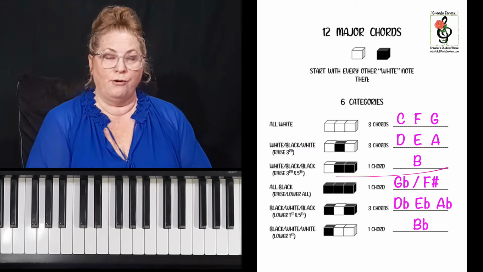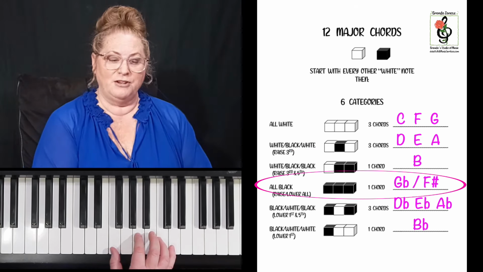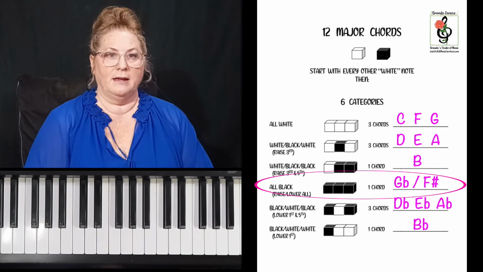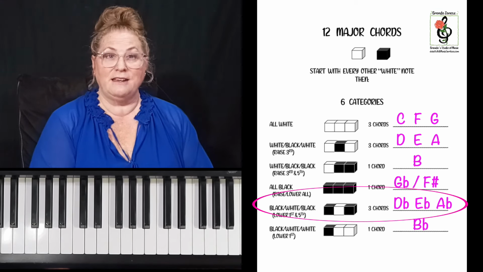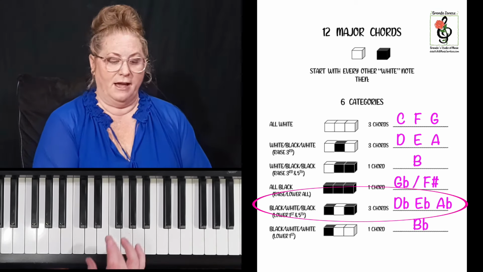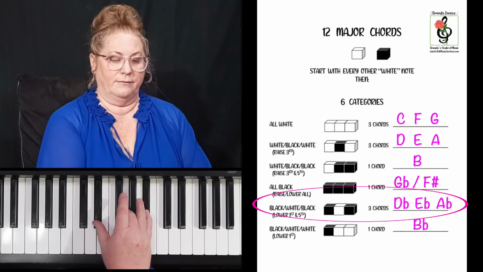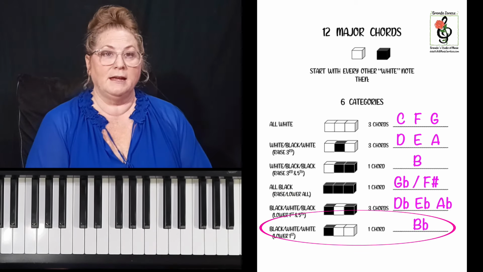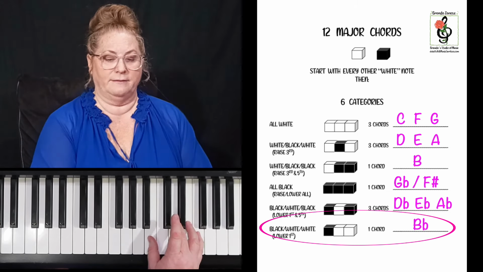Third, fourth chord family, all black. In between F and G. F sharp, G flat. Fifth chord family, black, white, black. D flat, E flat, A flat. And the last chord family, black, white, white, B flat.